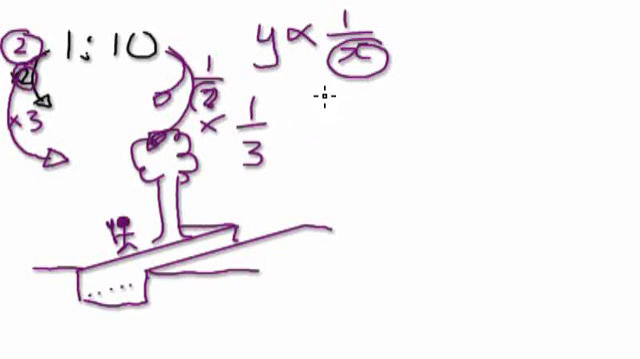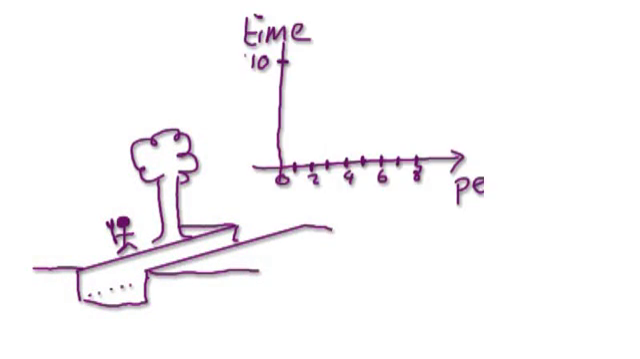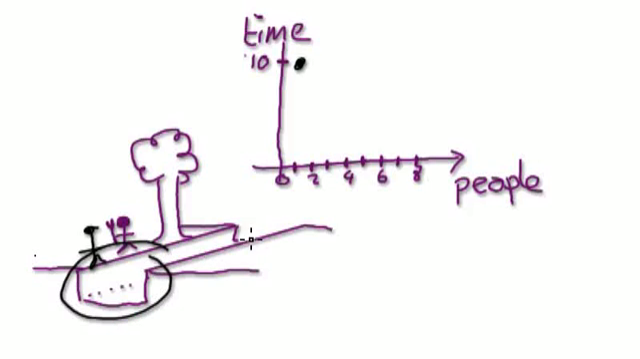So, when you come to plot the graph, let me show you this. Say one person takes 10 hours to dig this trench. Now, if you have 2 people working on this trench, each person will only have half of the work. So when you have 2 people working on it, it will only take 5 hours. So it will be like this.